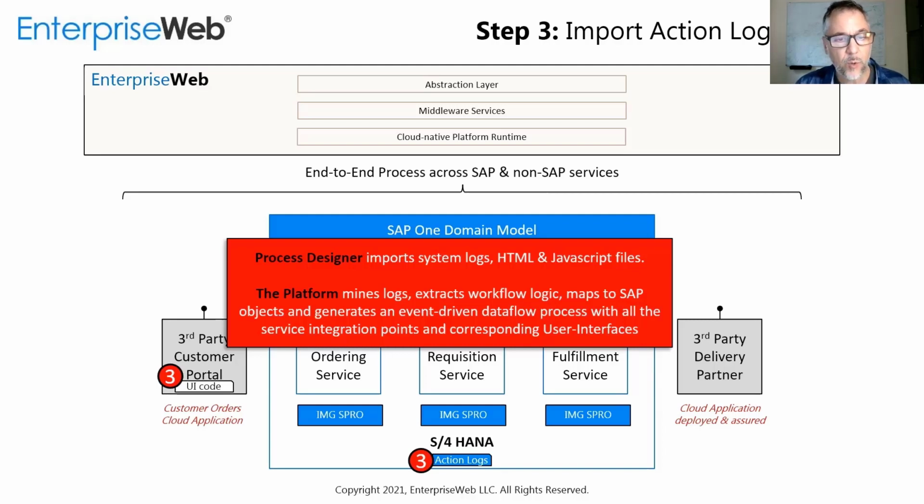In this case, though, we're just going to import. SAP had a log called action logs. We're going to import the action log, extract the workflow logic, and map it back up to the objects in the model. We generate an event-driven data flow process with all the service integration points and the corresponding UIs completed out of the box on import within seconds. Again, leveraging assets to great effect to accelerate solution delivery. You could do everything manually in Enterprise Web, but where you have assets, leverage them.